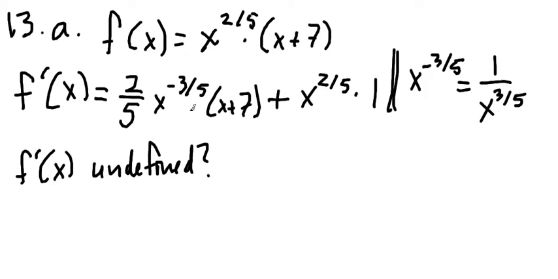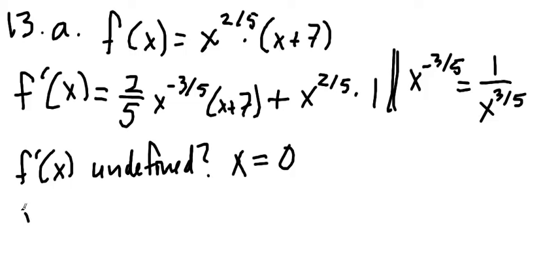I can plug it into x to the minus 3/5, multiply by x plus 7, multiply by 2/5, add x to the 2/5, and I'm fine. So the only place where f prime is undefined is x equal to 0. And again, going back to what I was saying just before, I can plug x equal to 0 into the original function, because 0 plus 7 is 7, 0 to the 2/5 is 0, 0 times 7 is 0, great, that makes sense. So x equal to 0 is a critical number.